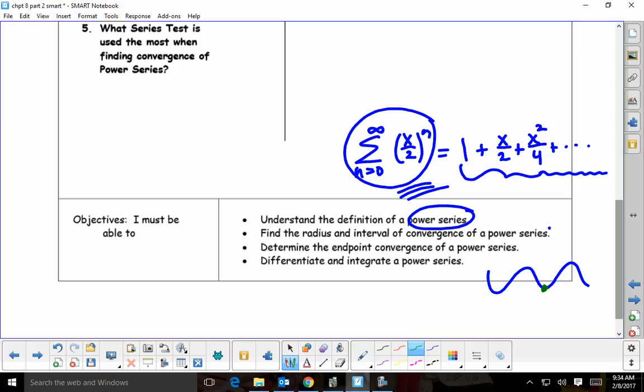If I go out an infinite amount of terms, does that mean that I have to match everywhere? Forever and ever and ever? Is that what we were doing yesterday? We were matching the polynomial to the function, right?